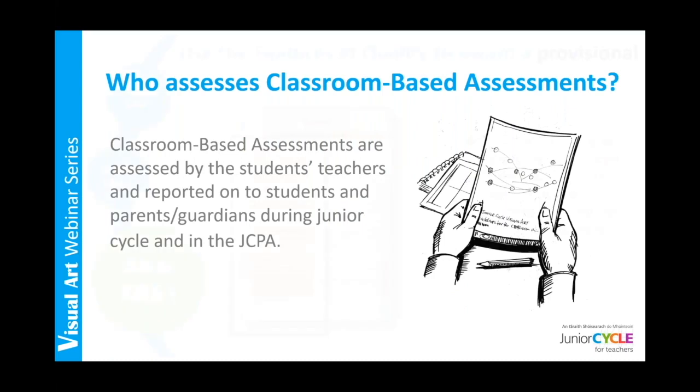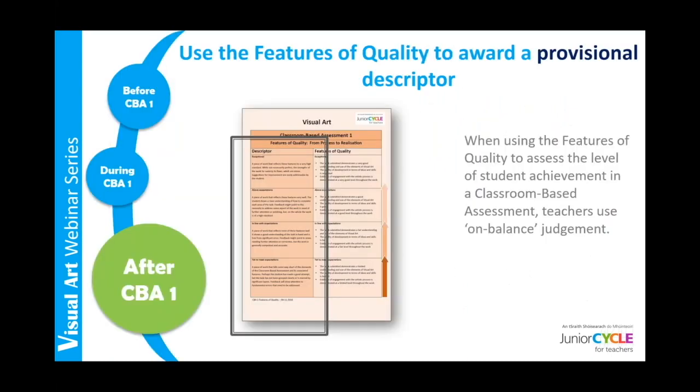When students have completed classroom-based assessment 1, it is good to remember to leave enough time to use the features of quality to provisionally award a descriptor to their work. The 4 descriptors that may be awarded are yet to meet expectations, in line with expectations, above expectations, and exceptional. When using the features of quality to assess the level of student achievement in a classroom-based assessment, teachers use an on-balance judgment.